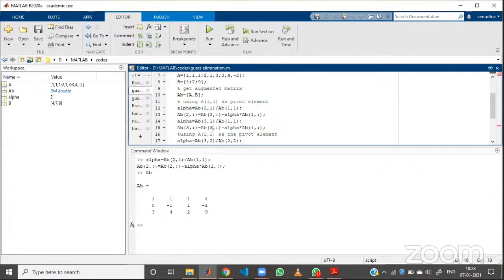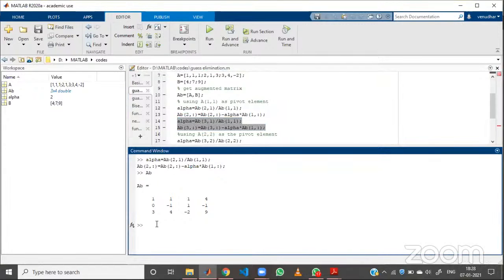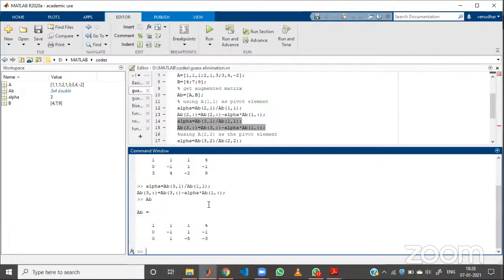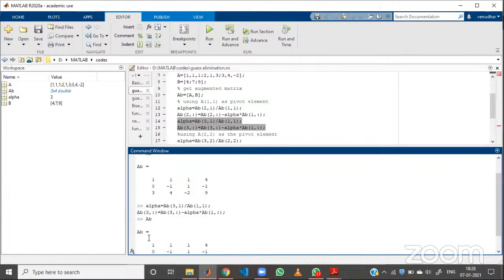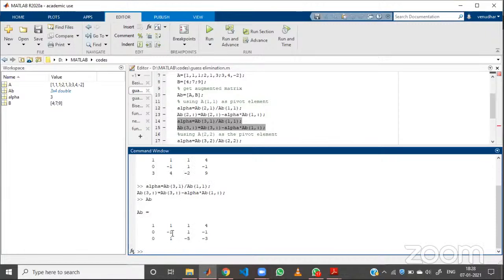So how do we make element 3 to be 0? We again find the alpha, this step. We find the new value of alpha, so that when we multiply this with R1, we get the element 3 to be 0. See, now the element 3 becomes 0. Likewise, all the elements of this matrix will be updated.